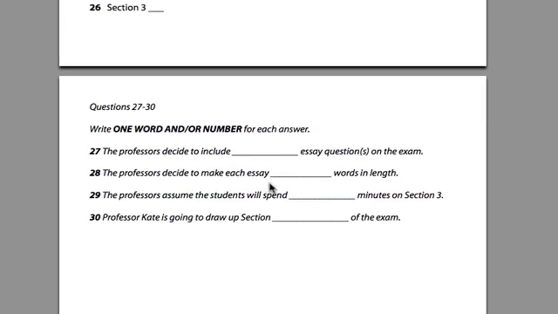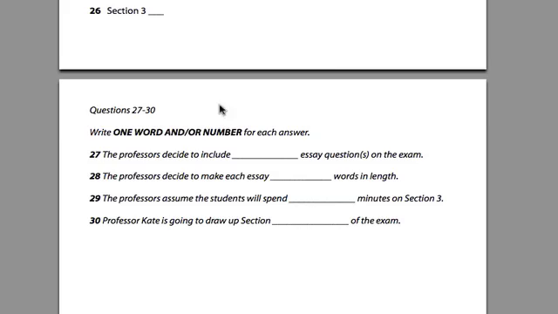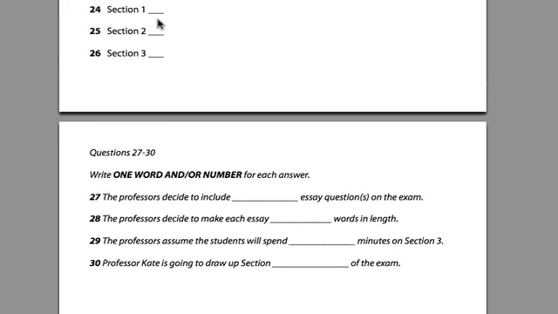The professors decide to make each essay question so many words in length. That's probably a number. The professors assume that the students will spend how many minutes, likely a number. Professor Kate is going to draw up section. Okay, we know the answer is going to be 1, 2, or 3 because we can see here there are 3 sections to the exam.